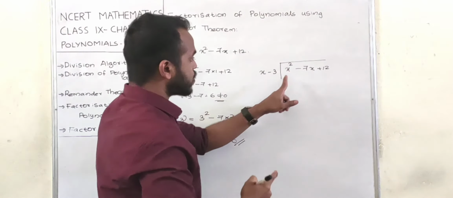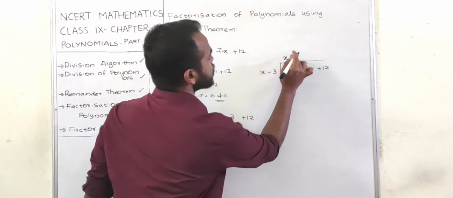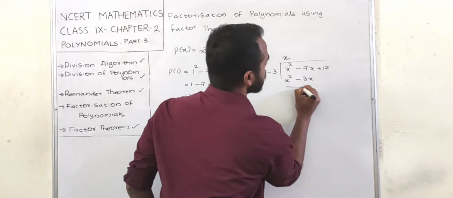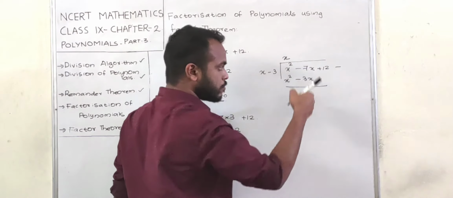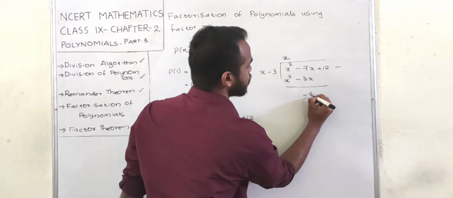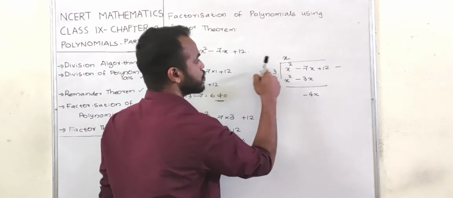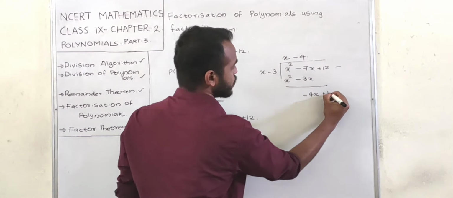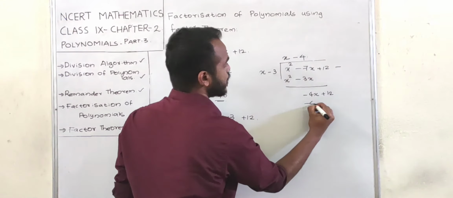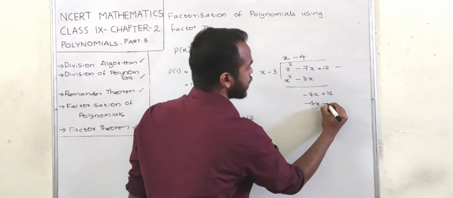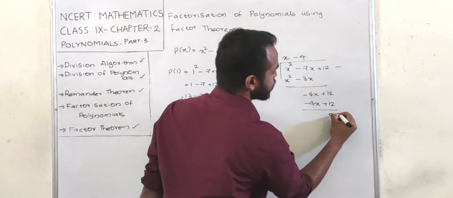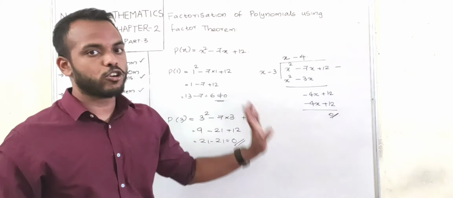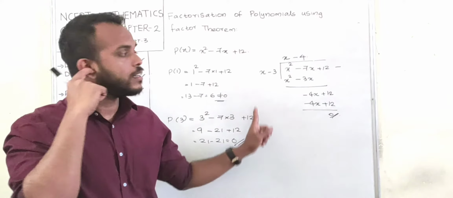So x square by x, that is x. Now x into x is x square. x into minus 3 is minus 3x. So we can subtract: minus 7x minus 3x, that is minus 4x. Minus 4x by x is minus 4. Okay, you can write the 12 here. Minus 4 into x is minus 4x. Minus 4 into minus 3 is plus 12. And you got the remainder 0. So who is the next factor? x minus 4. I hope you understood the method to find the factors.